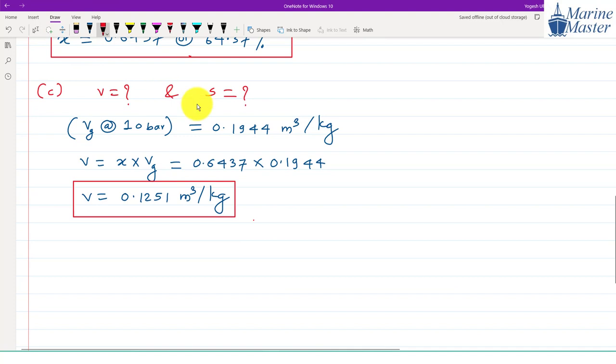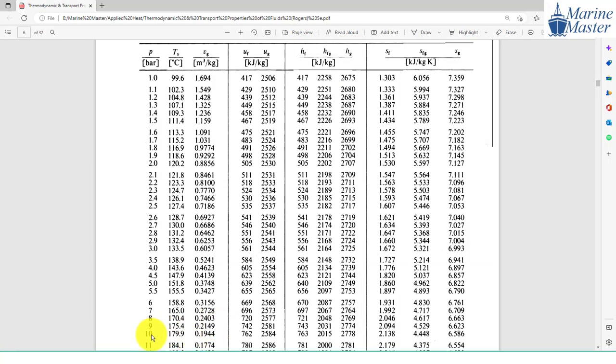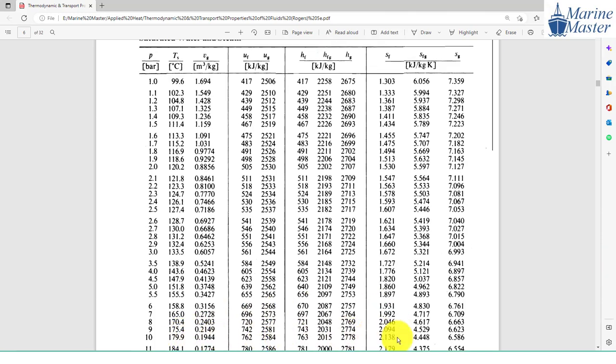Now another target of C part is what? What we have to find out? Entropy. And for getting entropy, we need Sf, entropy of saturated liquid, at what? 10 bar, because our pressure is 10 bar here. So again we will go to the property table. Sf, see, this is the Sf column and the corresponding value at 10 bar, 2.138, guys. So corresponding to 10 bar, the Sf value is 2.138.